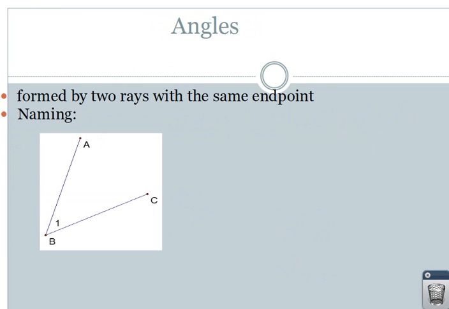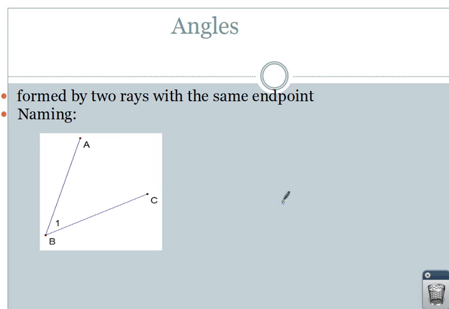All right, on to angles. These are formed by two rays with the same endpoint. So picture in my picture there would be an arrow past A because it's a ray, and there'd be an arrow past C. I just can't draw it with Sketchpad.